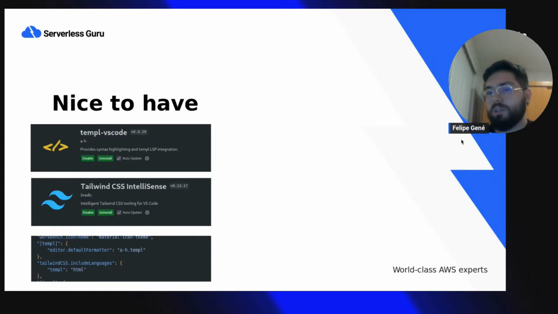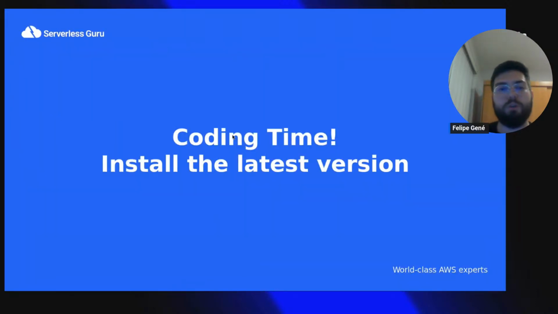If you use VS Code as I do, you should add the Tempo VS Code extension, the Tailwind CSS IntelliSense extension, and edit your user configurations to have the default formatter be Tempo for Tempo files, and your Tailwind CSS to understand Tempo files as HTML. Okay, so let's go for coding time.